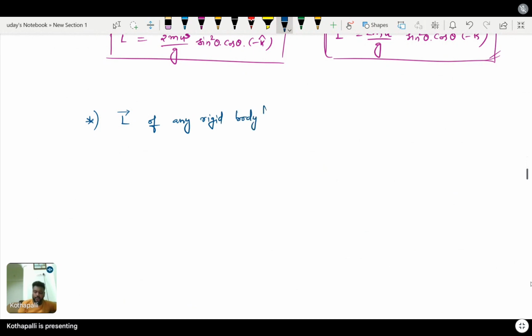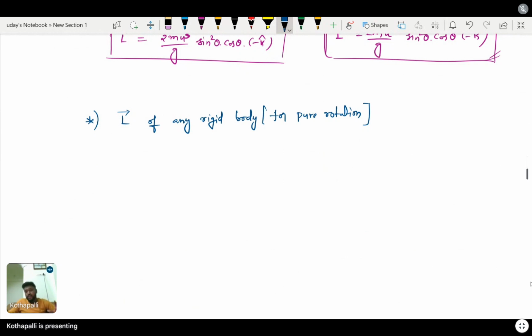And I'm taking the case only for pure rotation. At the very start of rotational mechanics, we discussed that rotation is of two types: pure rotation and impure rotation. In pure rotation, the axis of rotation is fixed. In impure rotation, the axis of rotation will also be moving. That is called rolling motion.